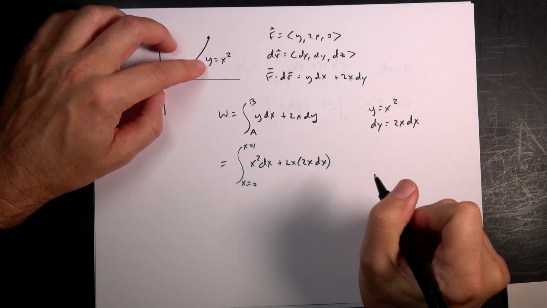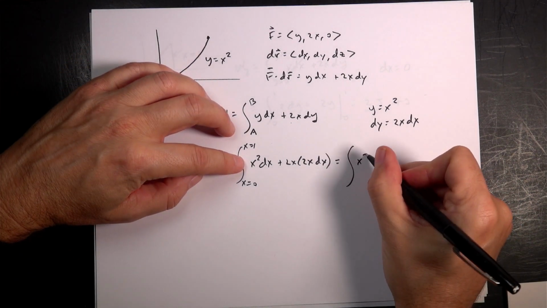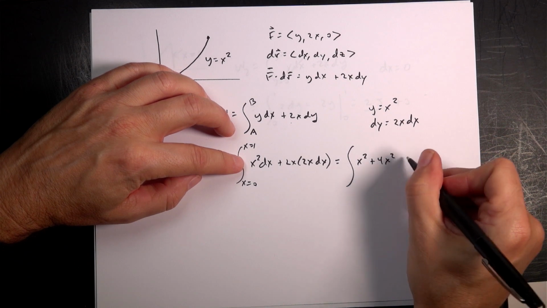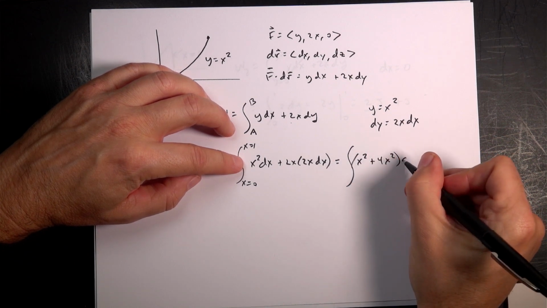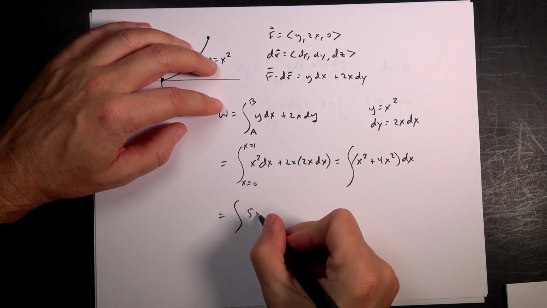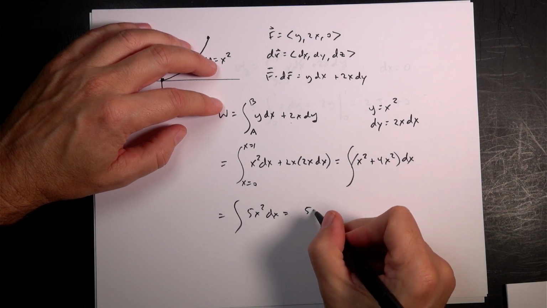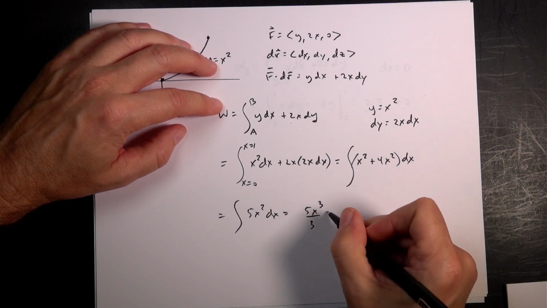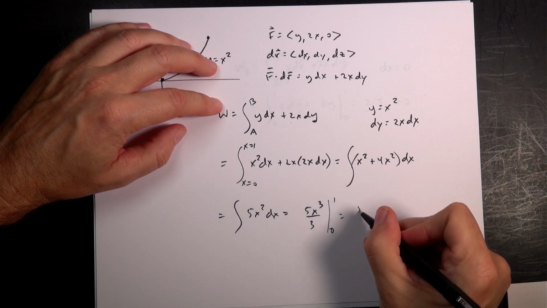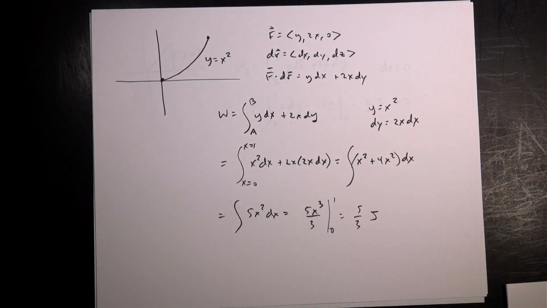That's my dy. So that whole thing becomes the integral of x squared plus 4x squared dx, which is the integral of 5x squared dx. So that's going to be equal to 5x cubed over 3 from 0 to 1. So it's going to be 5/3 joules. So it wasn't too bad. Okay.